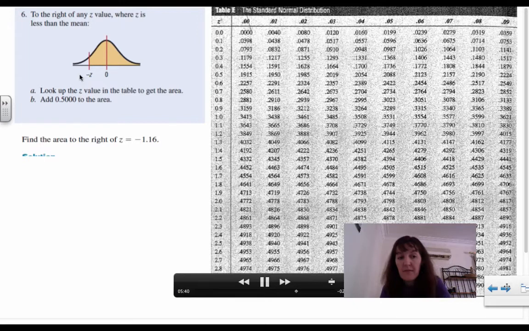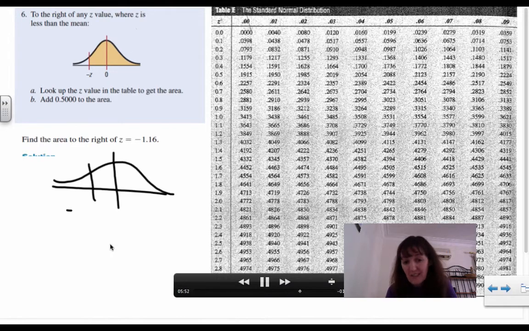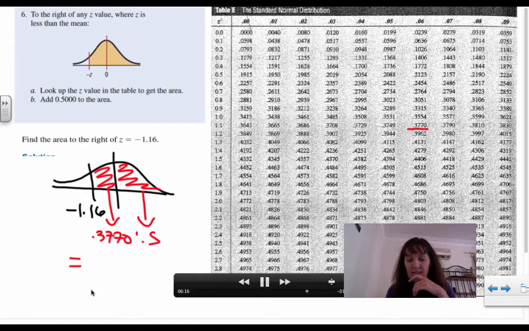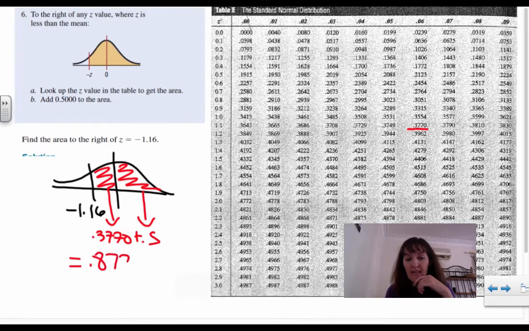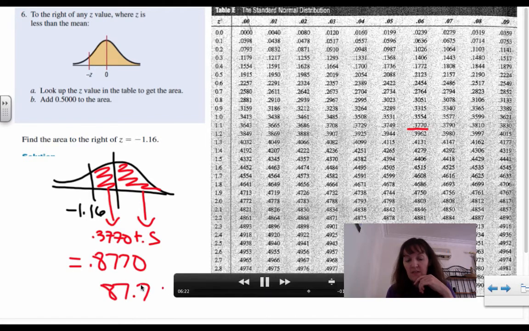Now, this one is almost the exact same thing. It's if I have it to the right of the negative z. So I draw my picture. If you get your pictures right and you can match them, it's fairly simple to do these. Then I color in that area because it's everything to the right of negative 1.16. Then I look it up. 1.16 gives 0.3770, plus 0.5 is going to give me 0.8770. So it's 87.7%.